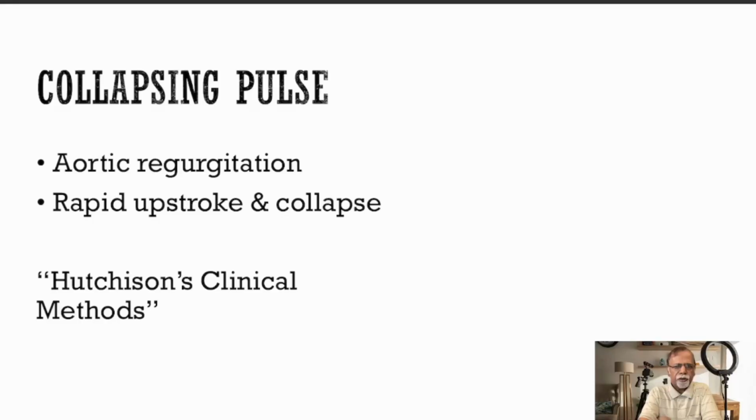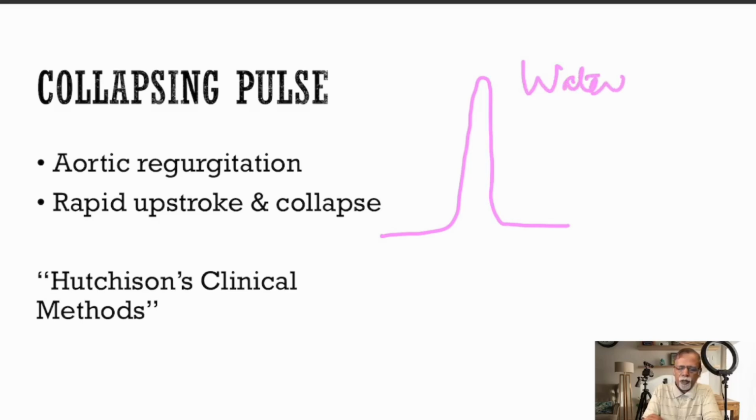Now we are going to the collapsing pulse. This is another pulse character that is examined in the periphery. So whenever you get a high volume pulse, you look whether it is a collapsing pulse. So what is a collapsing pulse? A collapsing pulse is a high volume pulse with a rapid upstroke and a rapid downstroke. It is sometimes called a water hammer pulse.